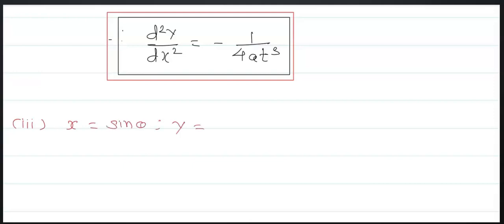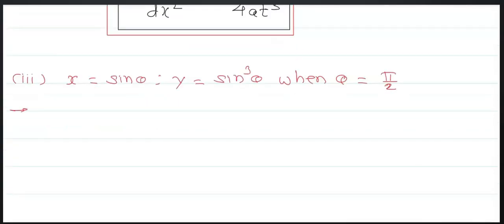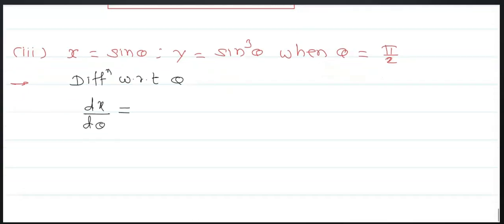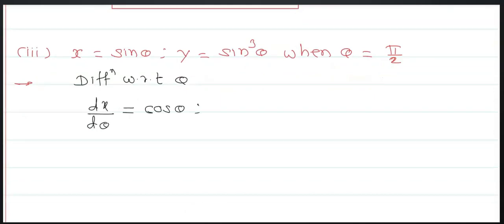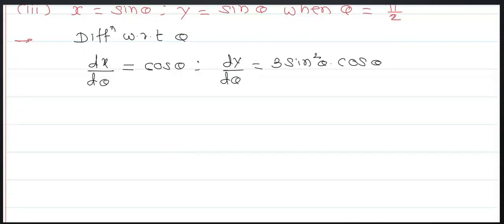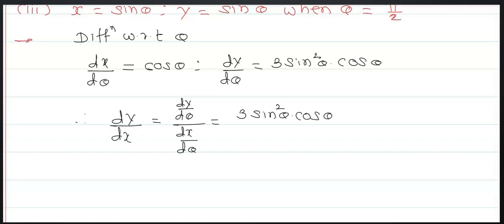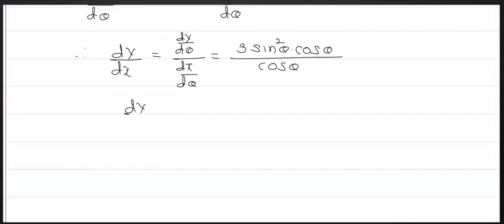x = a sin θ and y = a sin³ θ at θ = π/2. Now differentiate this with respect to θ. dx/dθ is a cos θ. dy/dθ is a 3 sin² θ into the derivative of sin θ, which is cos θ. Therefore, dy/dx = (dy/dθ)/(dx/dθ), that is 3 sin² θ cos θ upon cos θ. This cos θ gets cancelled. You are getting 3 sin² θ.